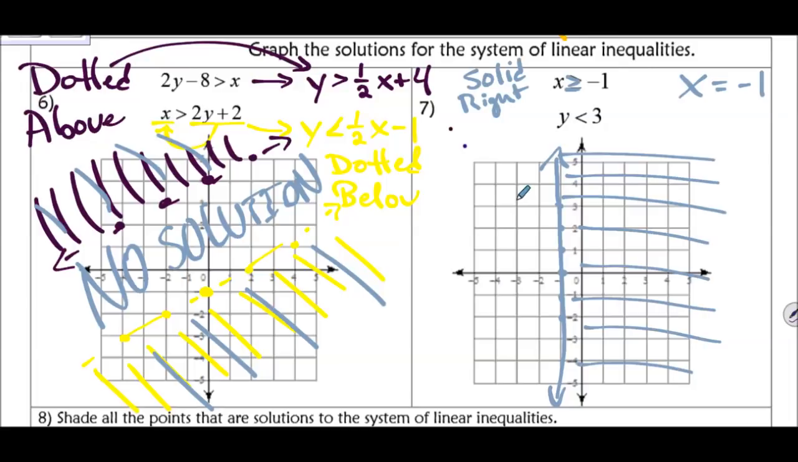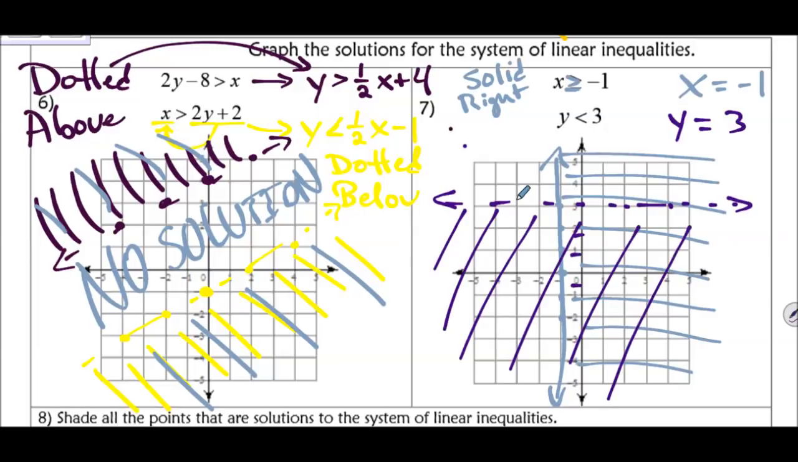This is the opposite. It's a horizontal line at 3. Y equals 3. Y is always 3. But this one's going to be a dotted line. It's just less than, so that's dotted. And y is less than 3. It's all the y values that are smaller than 3. So 2, 1, 0, everything that's below that dotted purple line.